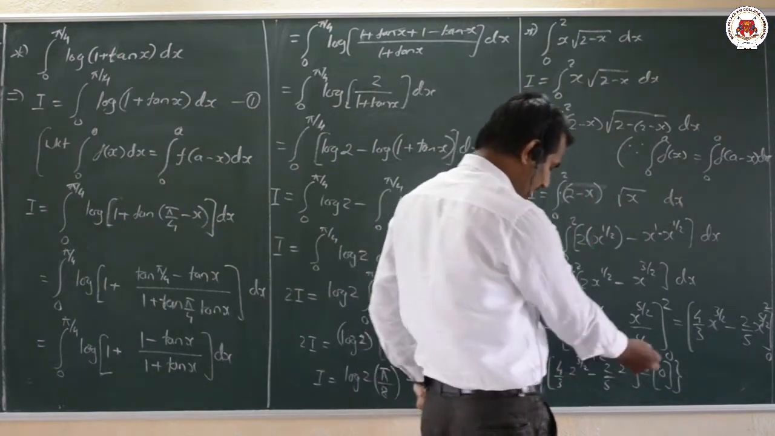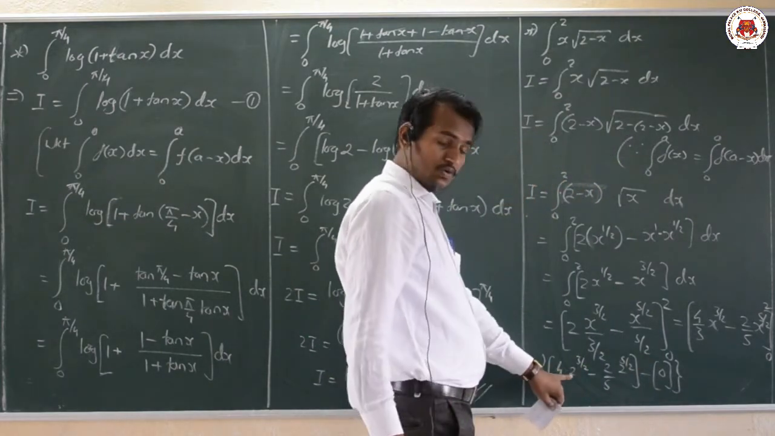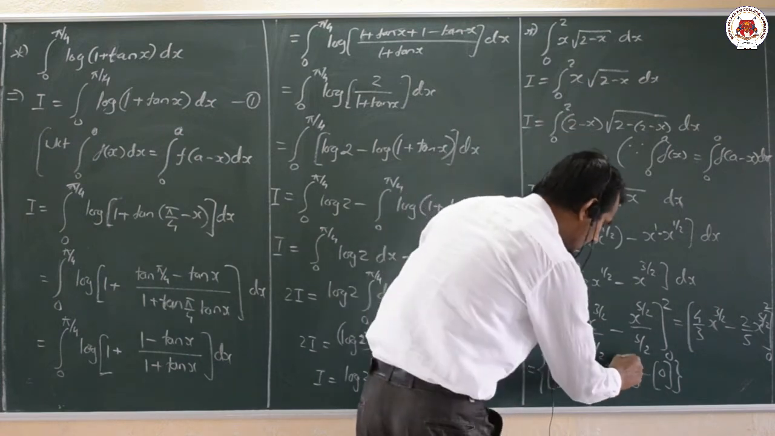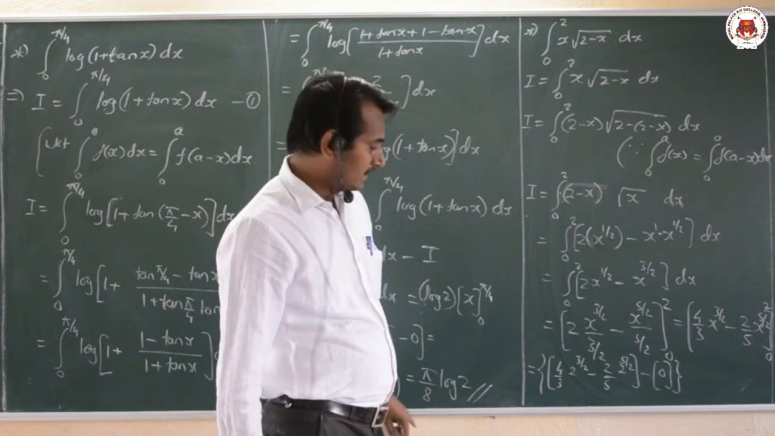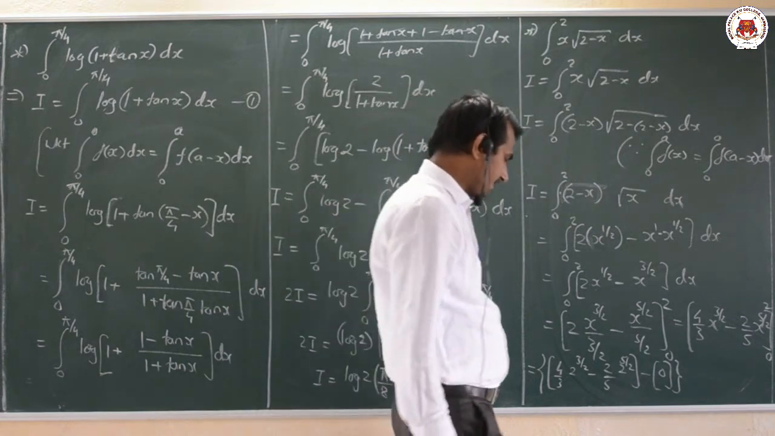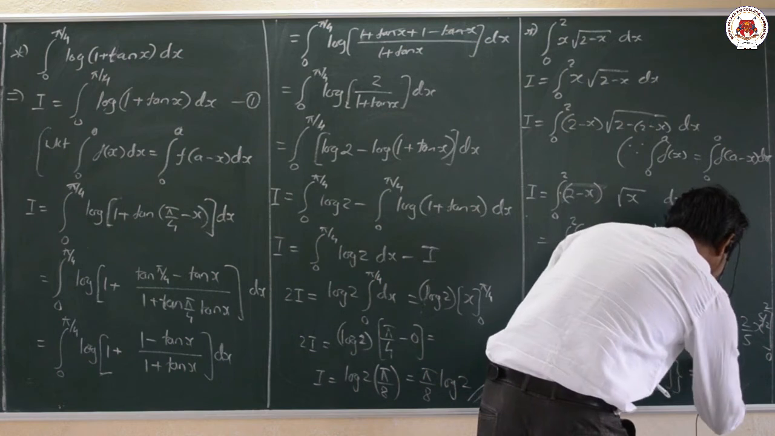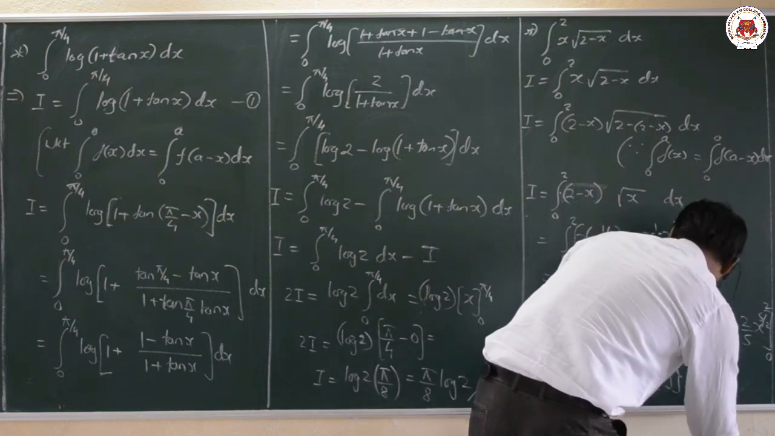After substituting, 3 by 2 is nothing but 2 root 2. Here I can write it as 2 square into root 2. 2 square means 4, so 4 into root 2 I can write here. After solving it, ultimately you will get the last answer as 16 into root 2 divided by 15.